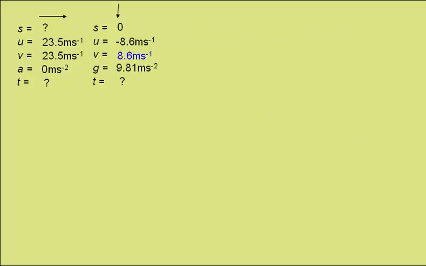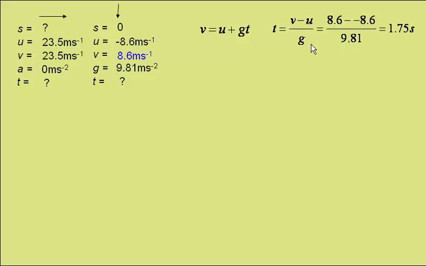I've copied my data across to this table, but now added my final vertical velocity of plus 8.6 meters per second. I can now use v equals u plus gt to find t. I've rearranged it to give t is equal to v minus u over g. Putting in the data, v is 8.6 minus minus 8.6, so this is then added, over 9.81, gives a time of flight of 1.75 seconds. I can add that here, but it's also the same time as here.